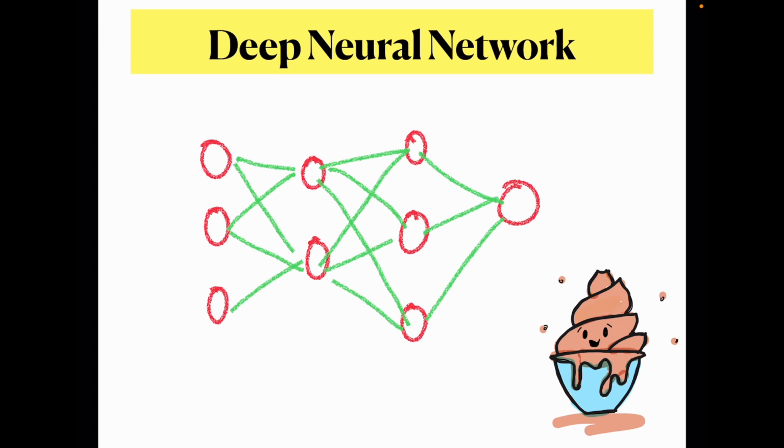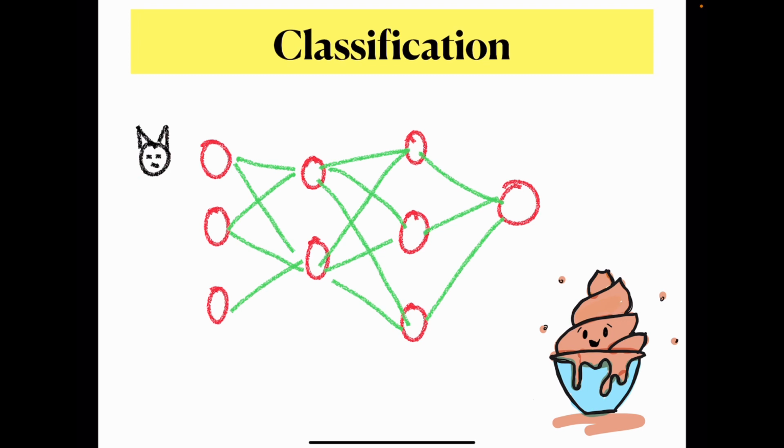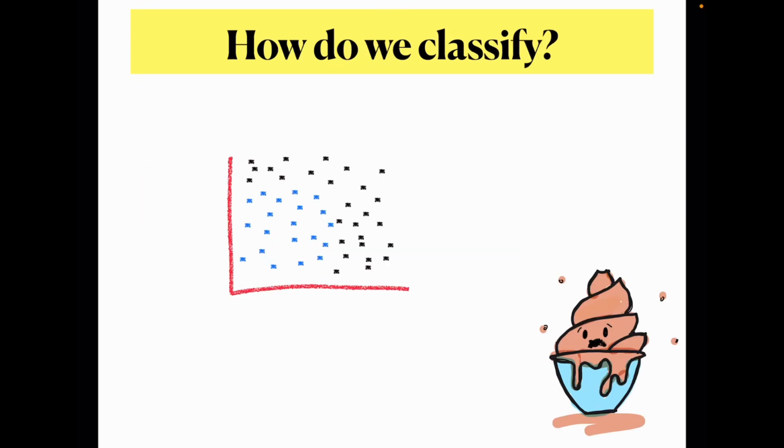Deep neural network is nothing but a spider web. No, it's not. It's a group of neurons connected with each other. Let's consider an example: classification. This is cat, which is dog, which is ice cream. Sorry, ice cream. For simplicity, I'm just going to include cat and dog, not ice cream.